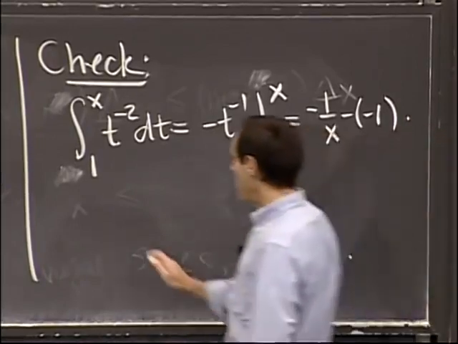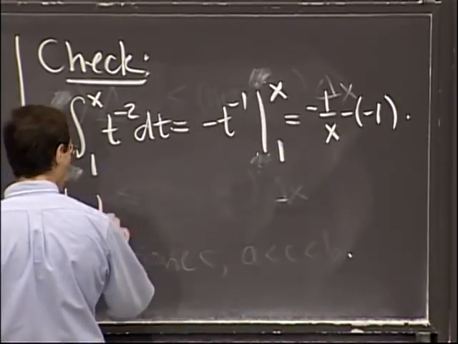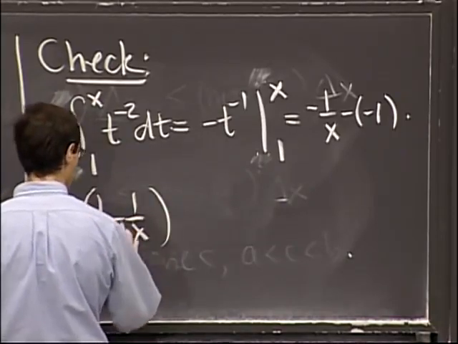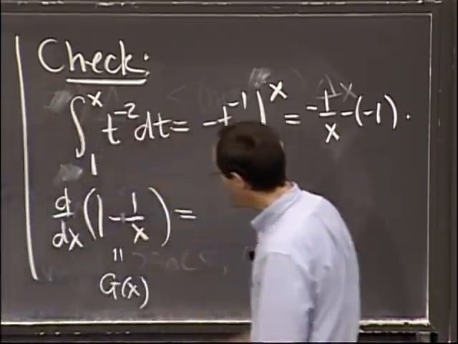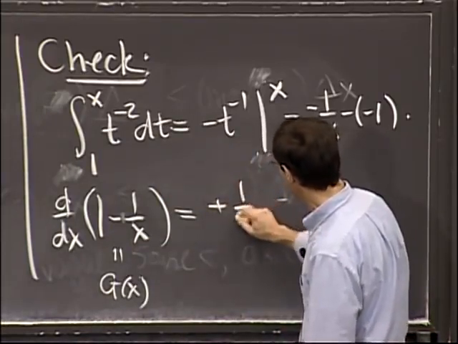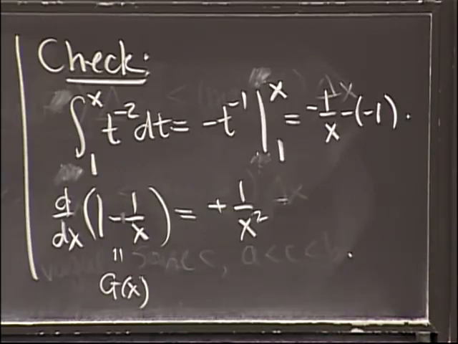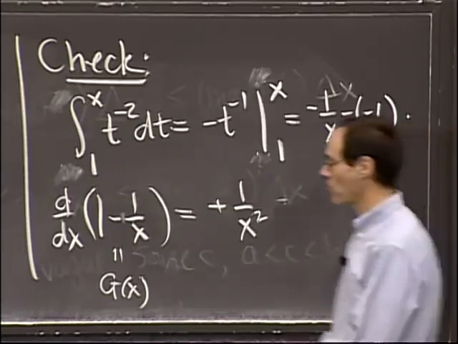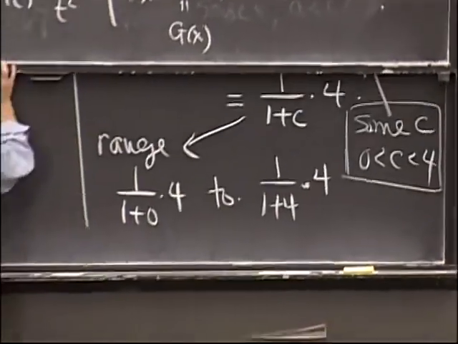All right, and so now let's check it. It's d by dx, so here's what g of x is. g of x is 1 minus 1 over x. And if I differentiate that, I get plus 1 over x squared. That's it. You see the constant washed away.